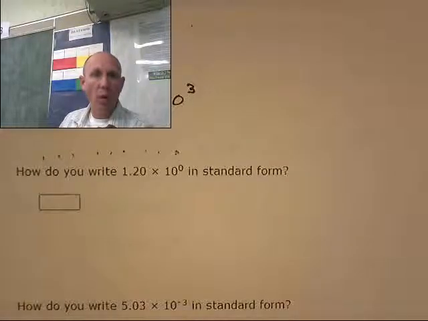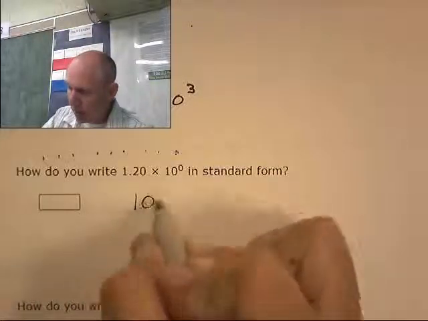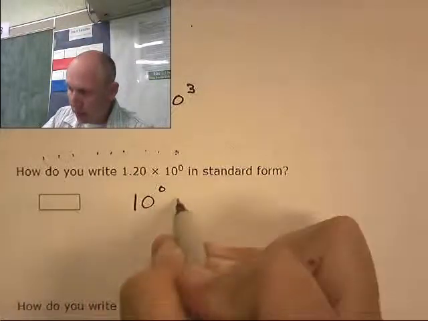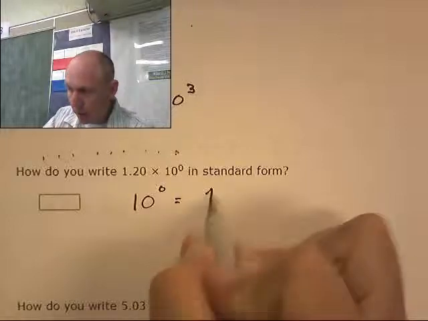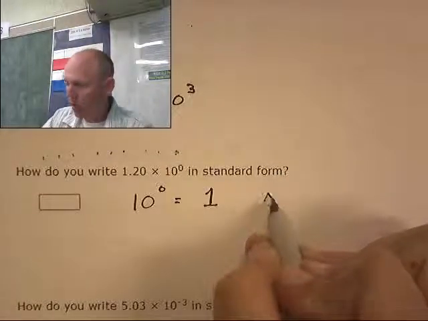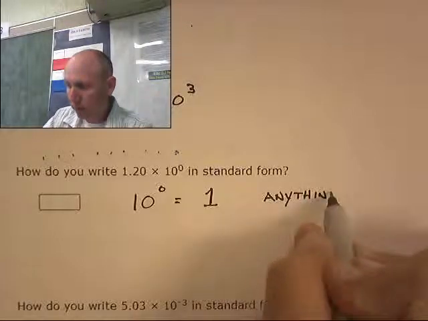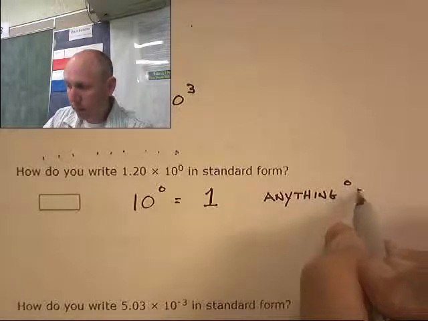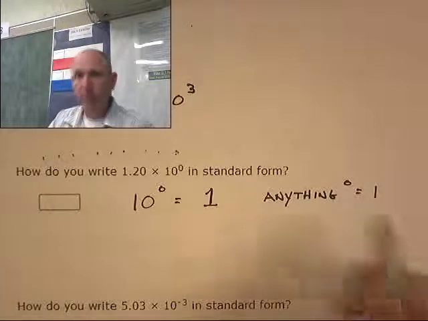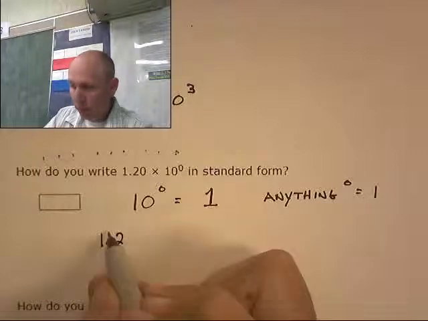How do you write 1.20 times 10 to the 0? Well, what is 10 to the 0? 10 to the 0 is 1. Anything to the 0 is 1. So this is just 1.2.